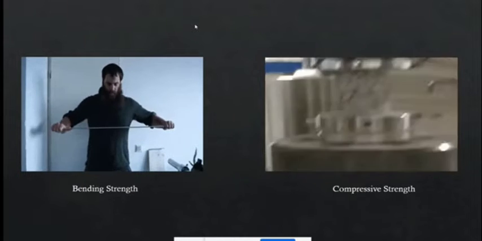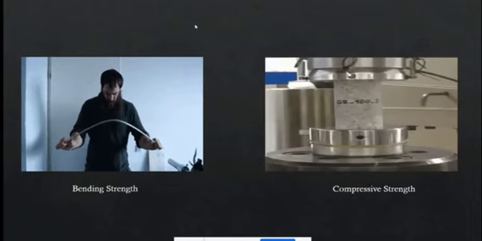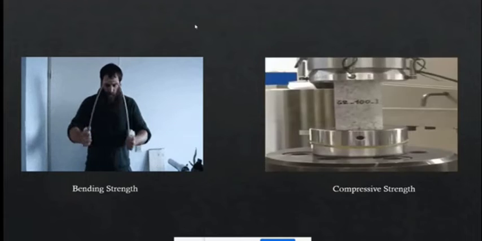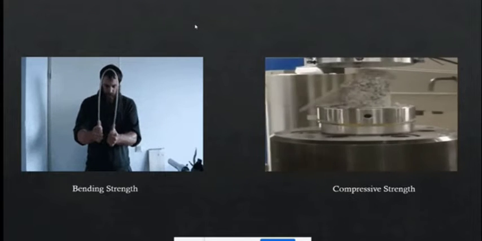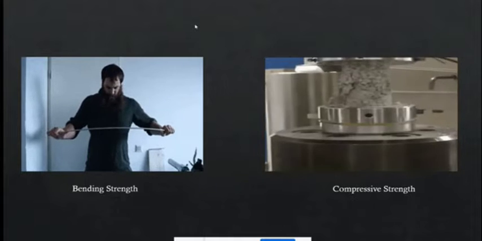The second one is compressive strength. It is the maximum stress that the sheet metal or material can withstand under pressure without breaking. Its unit is also Newton per mm square.